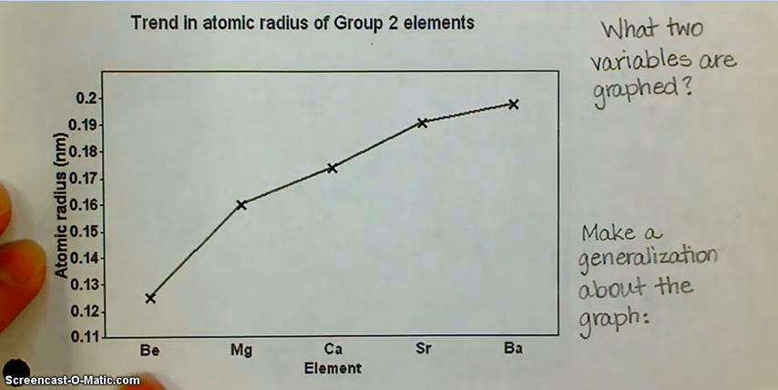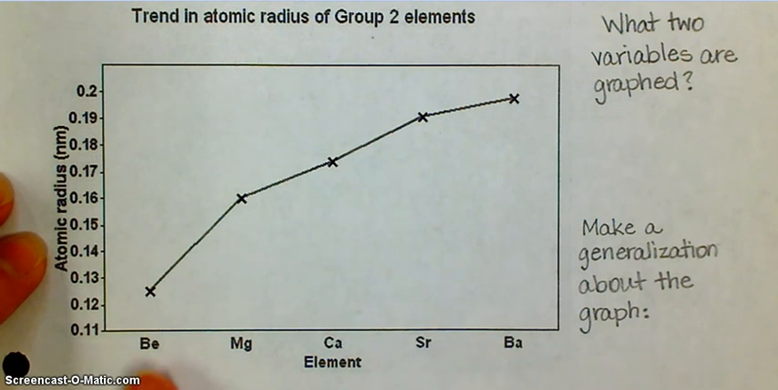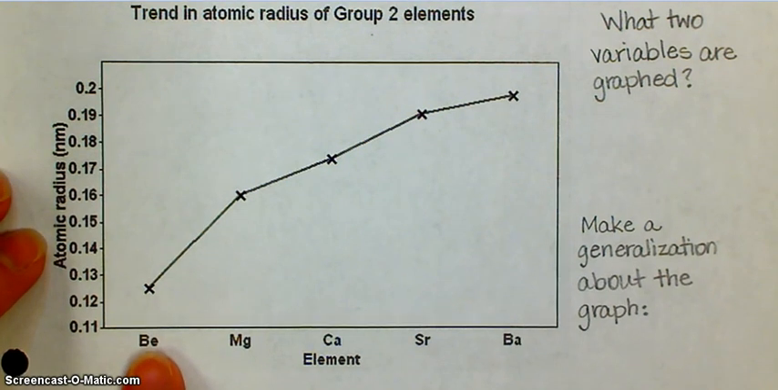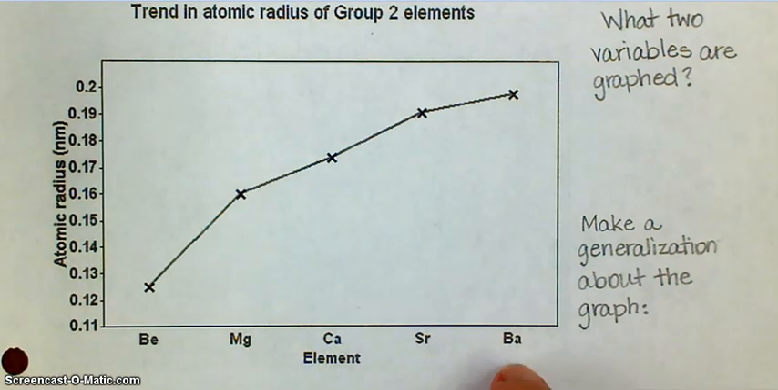Now, I want to point out that the group 2 elements are listed not randomly, but they are listed in order of increasing atomic numbers. So if you look at group 2 on your periodic table, you'll notice that beryllium is the smallest, followed by magnesium, then calcium, then strontium, and then barium is the one with the highest atomic number. Okay? So we're going to write down our two variables.